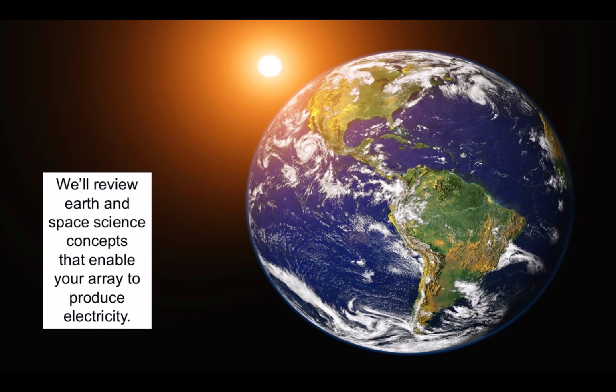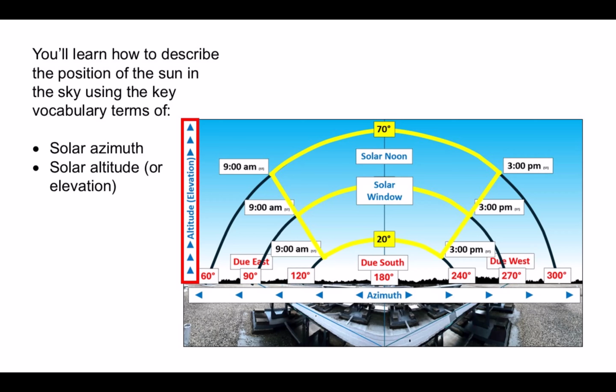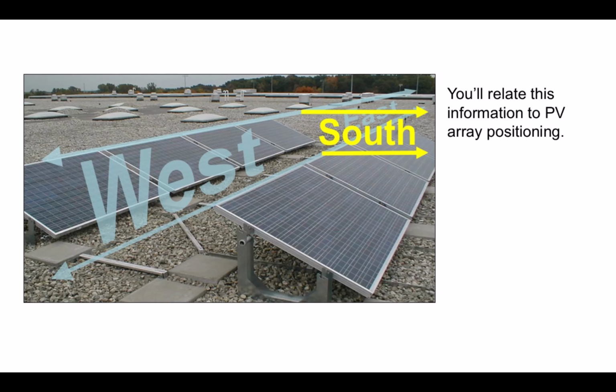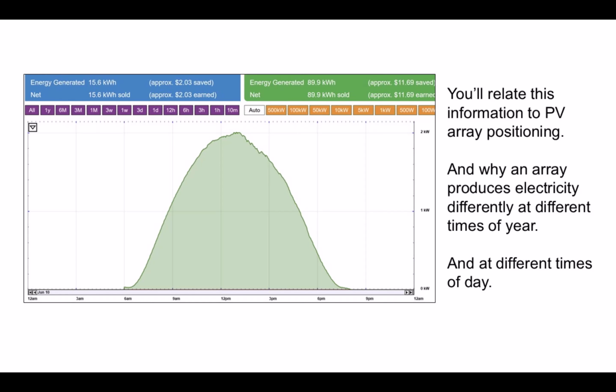We'll review Earth and space science concepts that enable your array to produce electricity. You'll learn how to describe the position of the sun in the sky using the key vocabulary terms of solar azimuth, solar altitude or elevation, solar noon, and solar window. You'll relate this information to PV array positioning and why an array produces electricity differently at different times of year and different times of day.